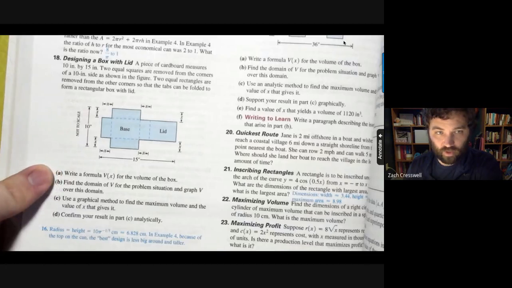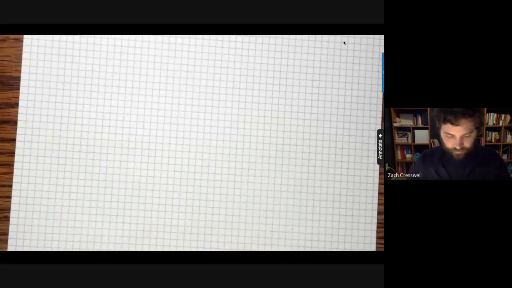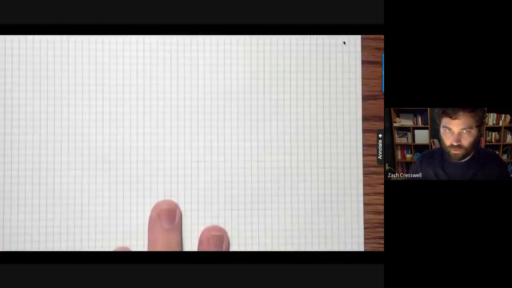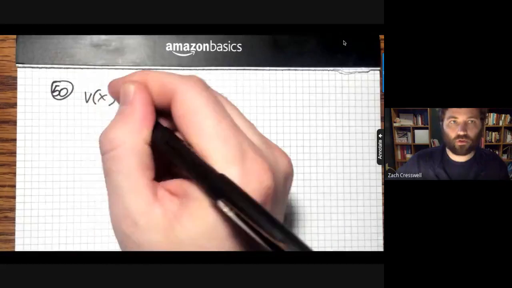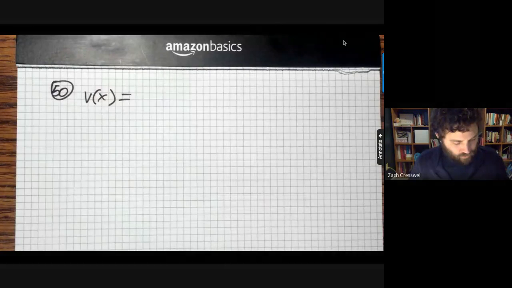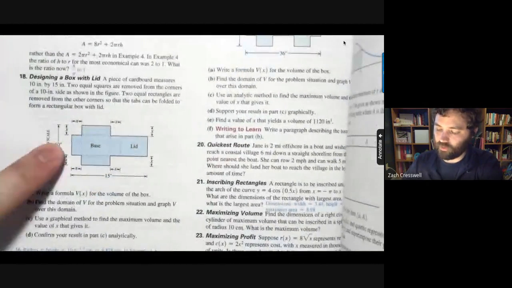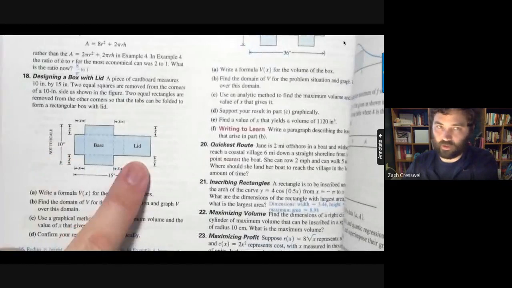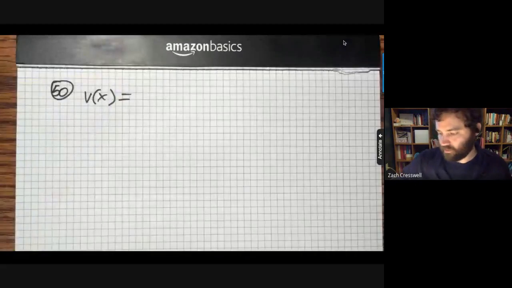I want to first write a formula for the volume. And I suspect that that's where most of the hang up is, but if it's the other parts, then certainly let me know. So the formula for the volume will be length times width times height. Okay, so if you imagine taking this cardboard and folding it up on the sides and then folding the lid over top, what you'll have is the height of this thing is going to be x. So just write that down.